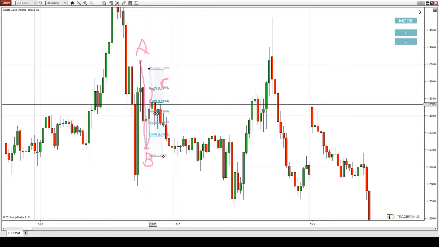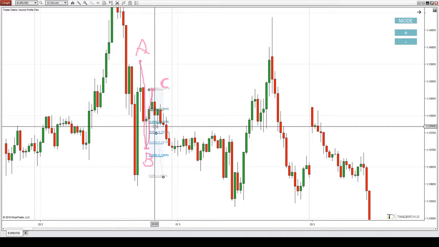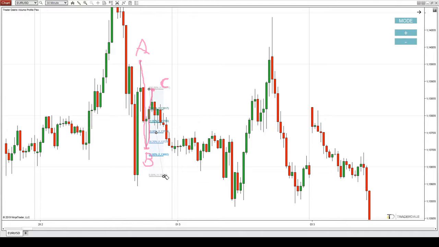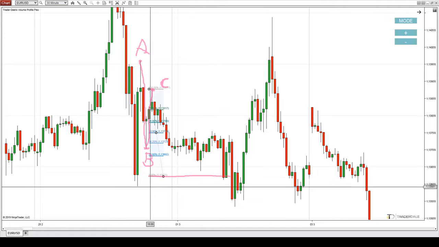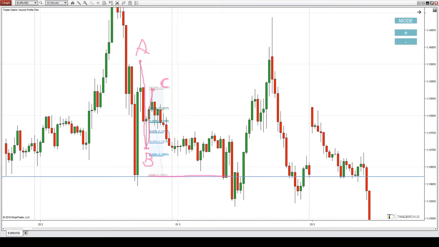So let's move the Fibonacci tool like this, and from C, this is the D line, exactly in here. Alright, so when the price hits the level, this is the point D, and you go long from there. So A, B, C, D, and long.